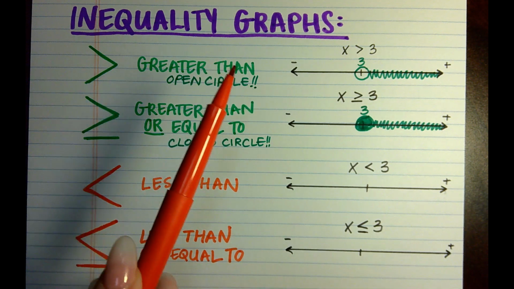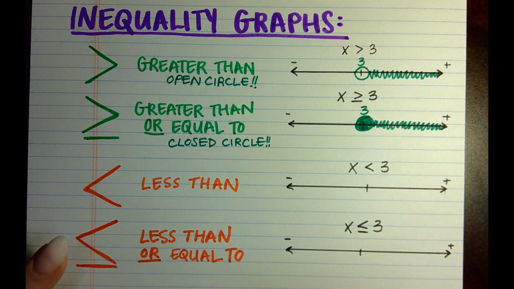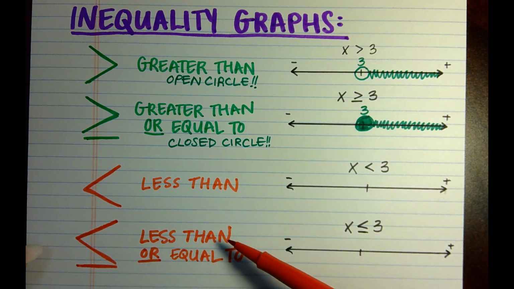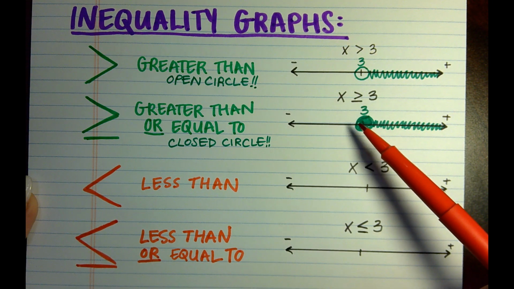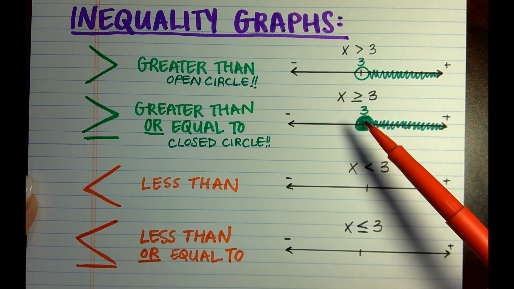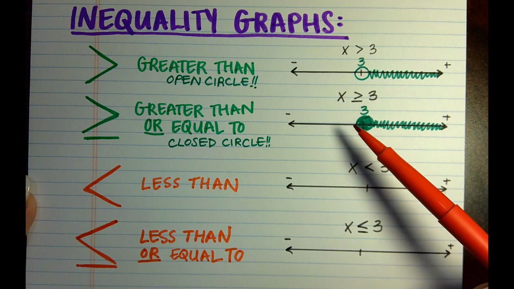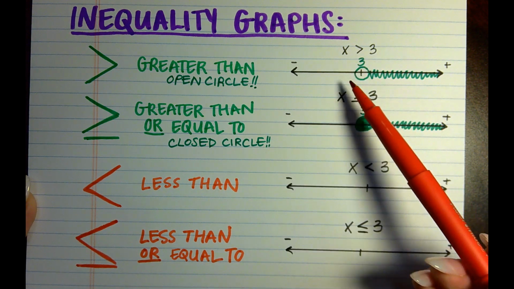Just like on the greater than versus greater than or equal to, the only difference between these bottom 2, the less than versus the less than or equal to, the only thing that will be different is whether the circle is open or closed. We only ever shade our circle in if it's equal to. If it's only greater or only less, we leave our circle open.